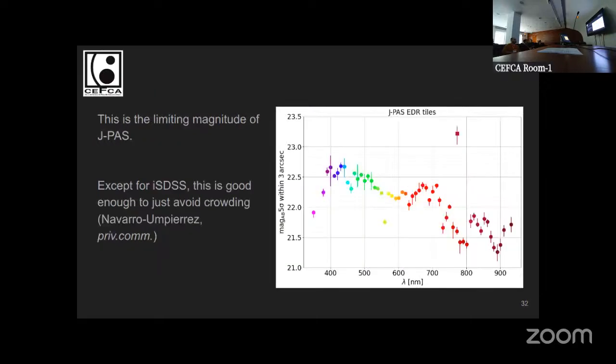The limiting magnitudes of JPAS are beautiful, and they're particularly interesting because I was begging Sarah for some information yesterday, and we actually grasped what's called the crowding limit.